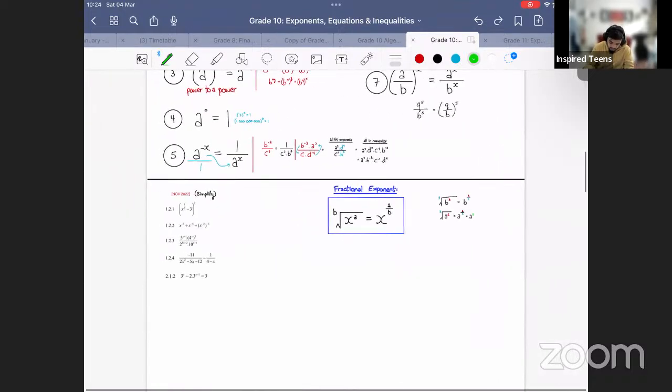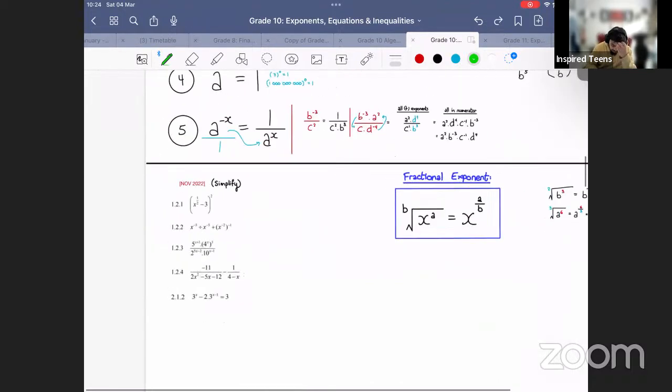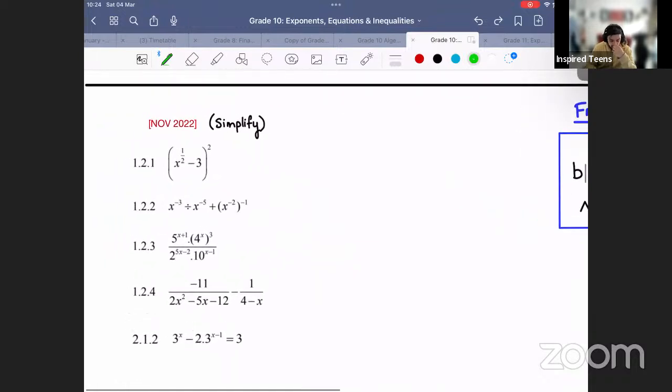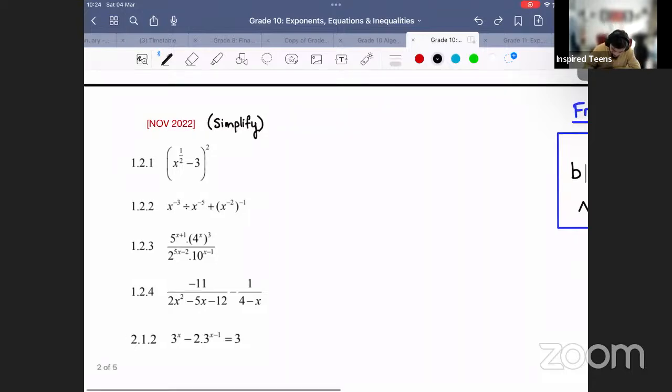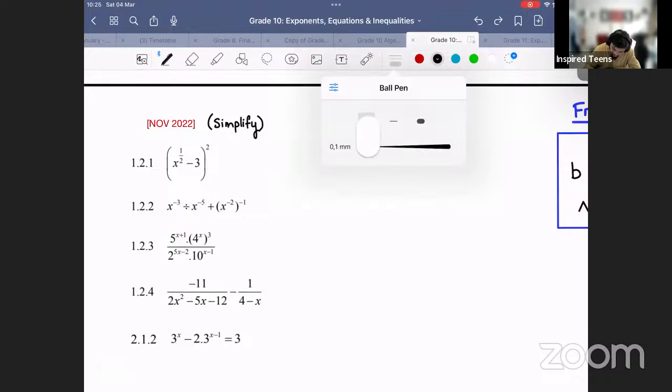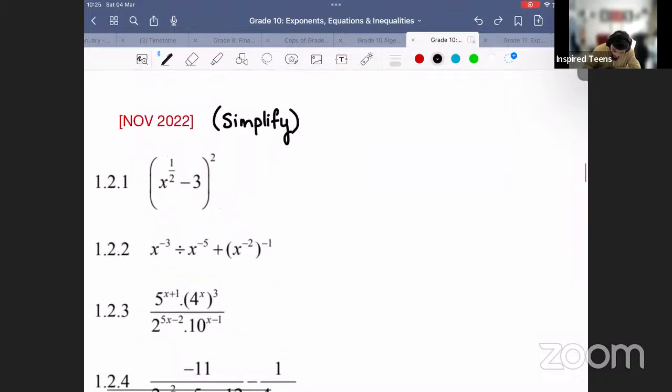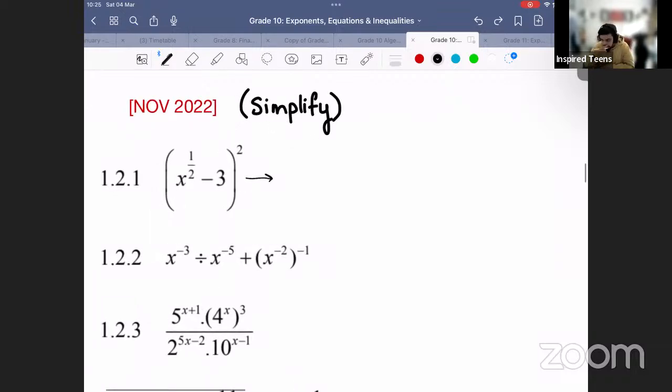Okay, so before we move on to surds, let's do some questions. This is from the grade 10 November 2022 paper. Let's have a look at this question. This question says simplify. They wanted us to simplify the following. This is actually like factorization stuff. Questions are obviously not 100% like that, but let's try and simplify it.